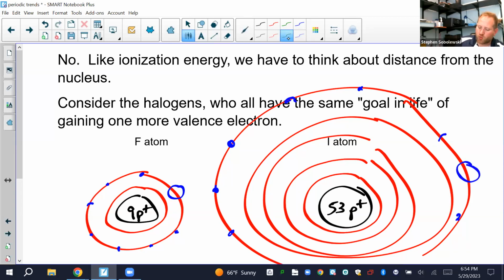Now, the question is, which of these will have an easier time filling the open space? The answer is going to be fluorine. Why? Because distance from the nucleus. Fluorine's nucleus is trying to attract 1 valence electron to fill this spot, which is pretty darn close to its nucleus. Iodine, despite having a much more powerful nucleus, has a longer distance to try to attract, so it's going to be less effective. For this reason, electronegativity is going to decrease as you move down a group.